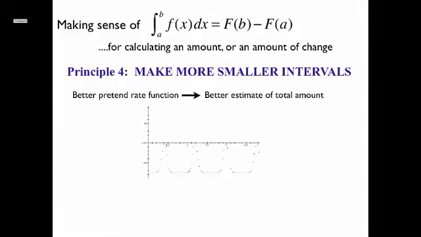Right? A better approximate rate function gives you a better estimate of the change, or a better estimate of the total amount. Right? Better ingredients, better pizza.